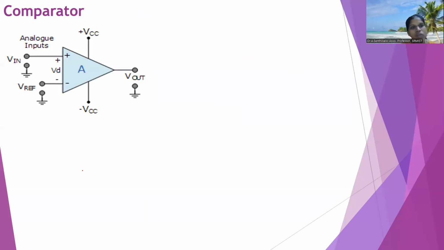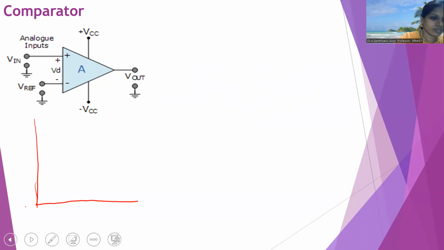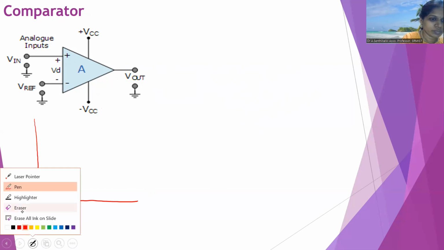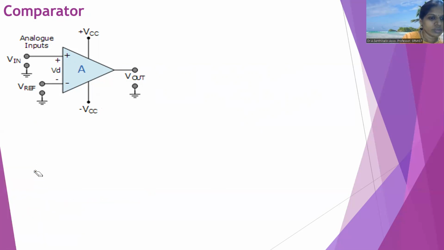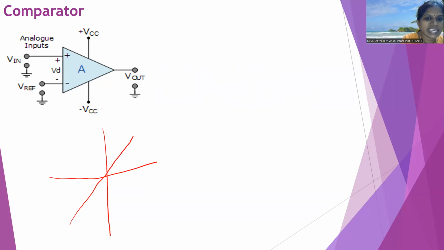What is the working of a comparator? It compares the voltages given at the two input terminals. Here the negative terminal is taken as a reference terminal, and at the positive terminal we give the input voltage. Here this is the positive supply, this is the negative supply. The output diagram looks like this.